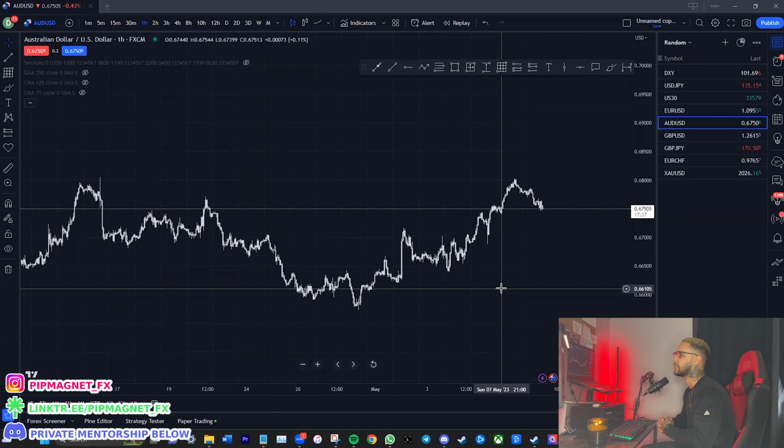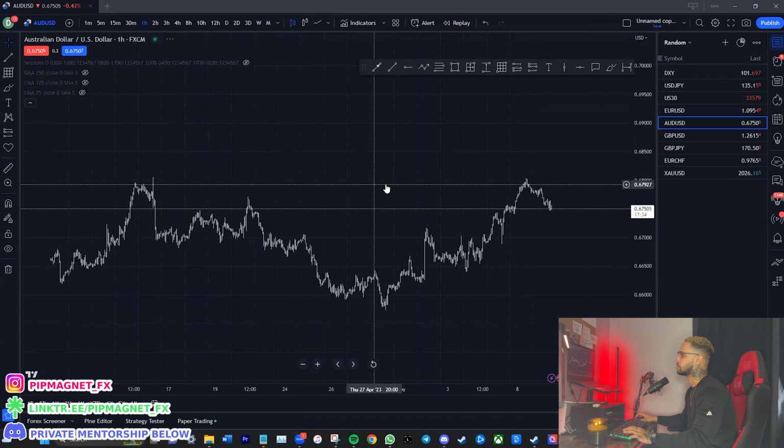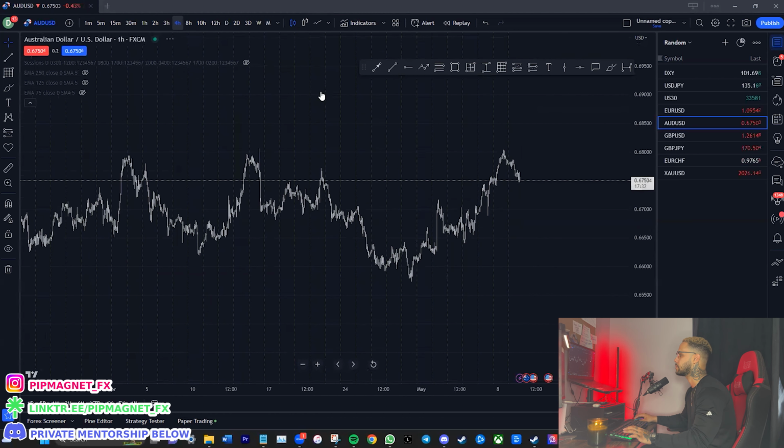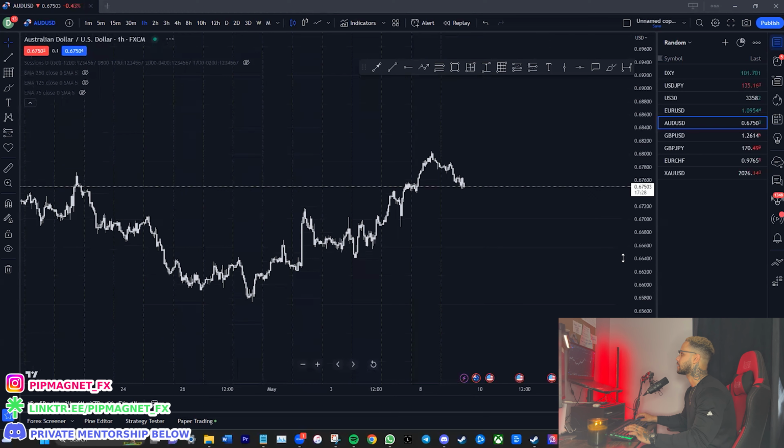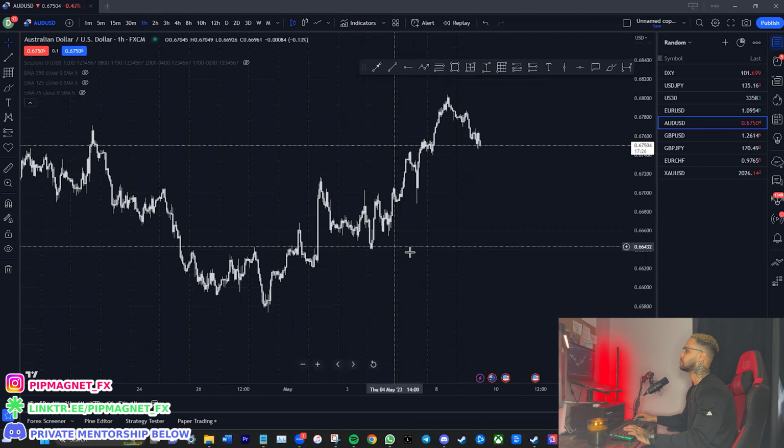Now, I also want to highlight the way markets create highs and lows. This is super basic stuff. It might be new to some of you who are beginners, but if we take a look here at the 1 hour on Aussie dollar, US dollar, I just want to highlight to you guys what represents a strong low versus a weak low, what represents a strong high versus a weak high, okay?